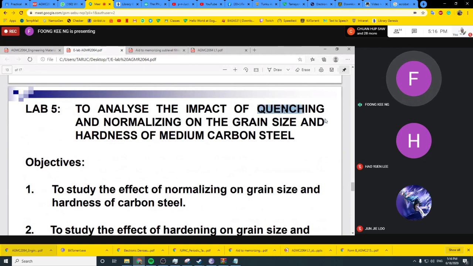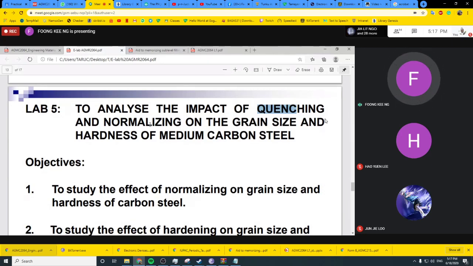So quenching means cooling in water. All right. If you heat up the medium carbon steel in the furnace, which is an oven, up to 900 degrees Celsius for half an hour, upon half an hour, you remove it from the furnace and then you quench it, cool it down in water. So this is called water quenching. The speed is pretty high, and you will see how the microstructure changes with respect to this cooling rate.